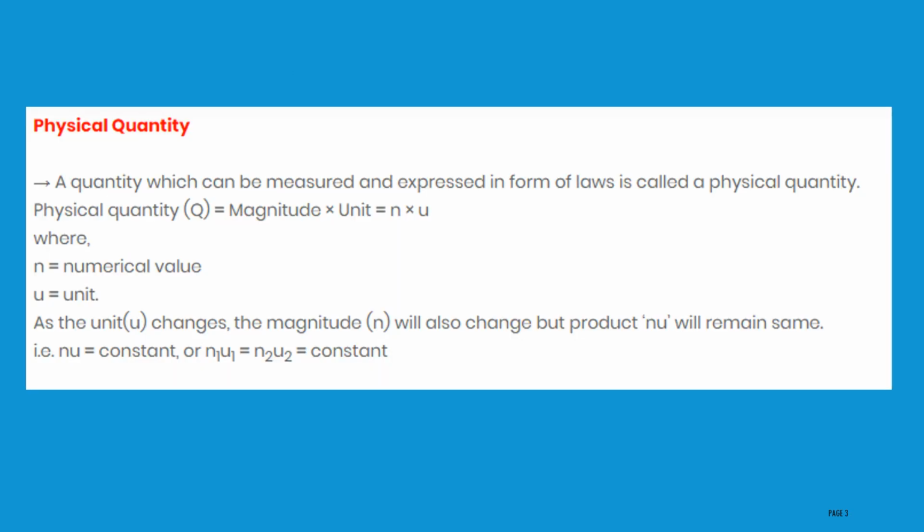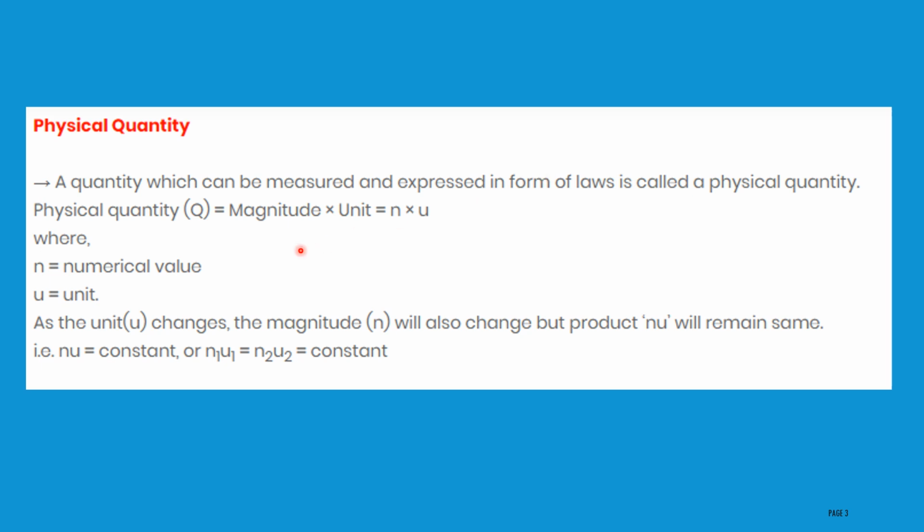Let us discuss in detail what is meant by a physical quantity. A quantity which can be measured and expressed in the form of laws is called a physical quantity. A physical quantity is nothing but something you can easily measure and express in the form of laws. This quantity we will call a physical quantity.